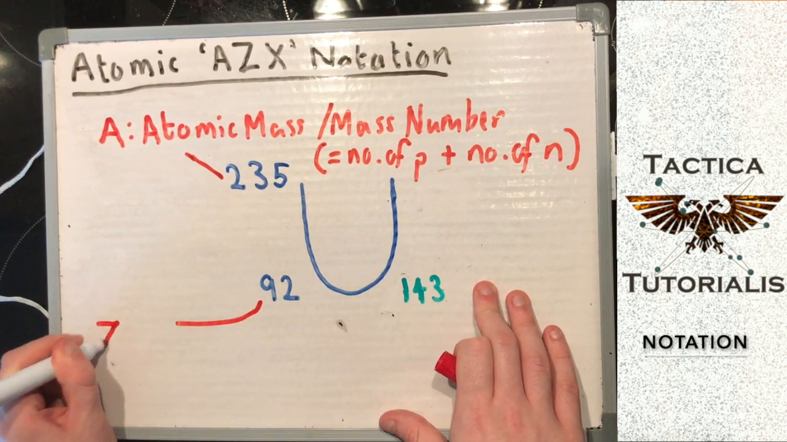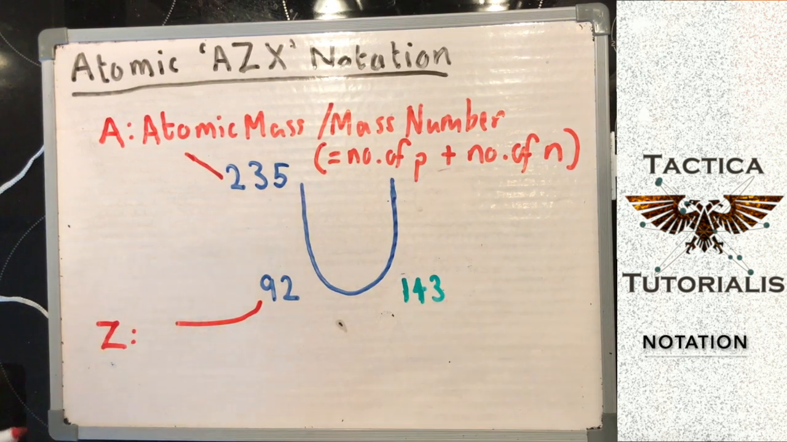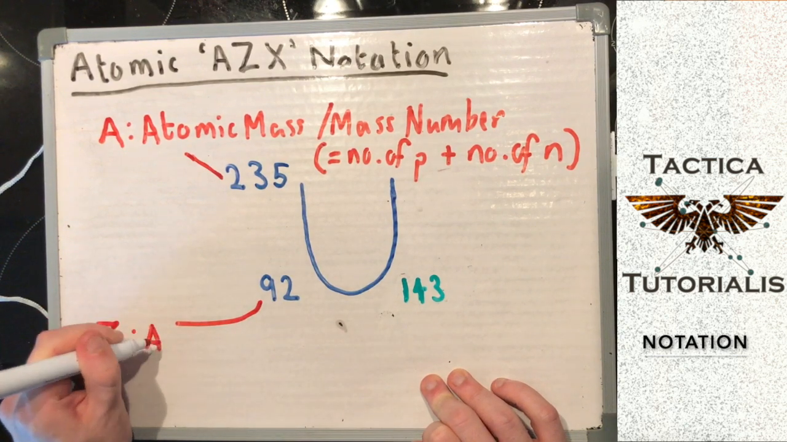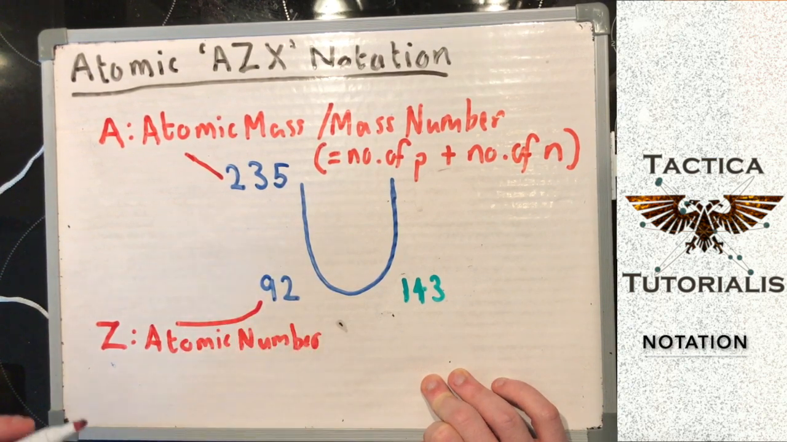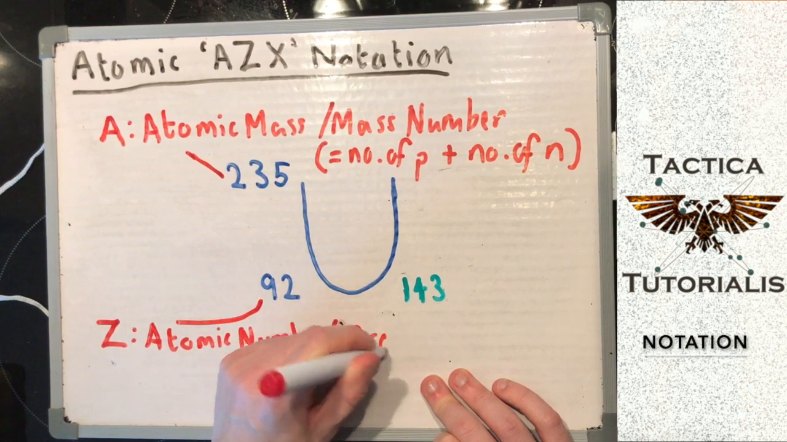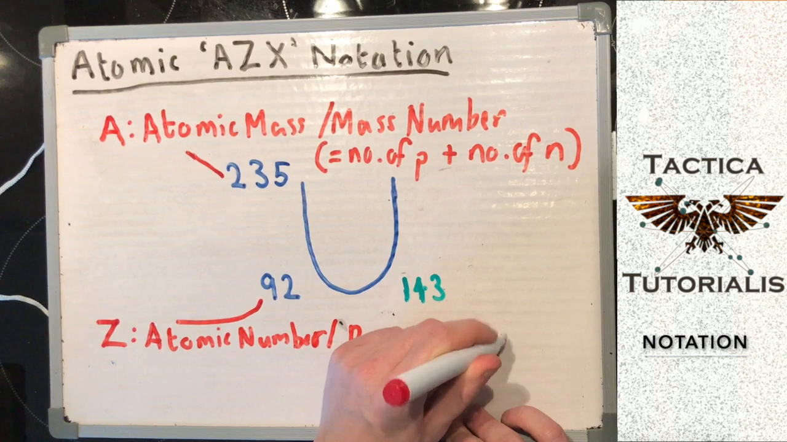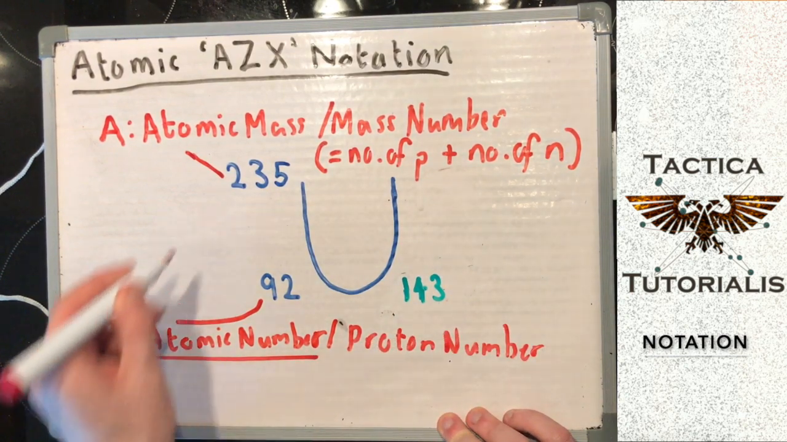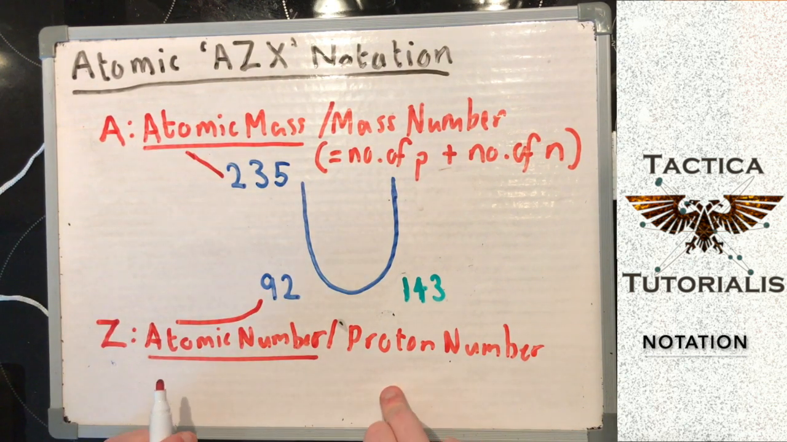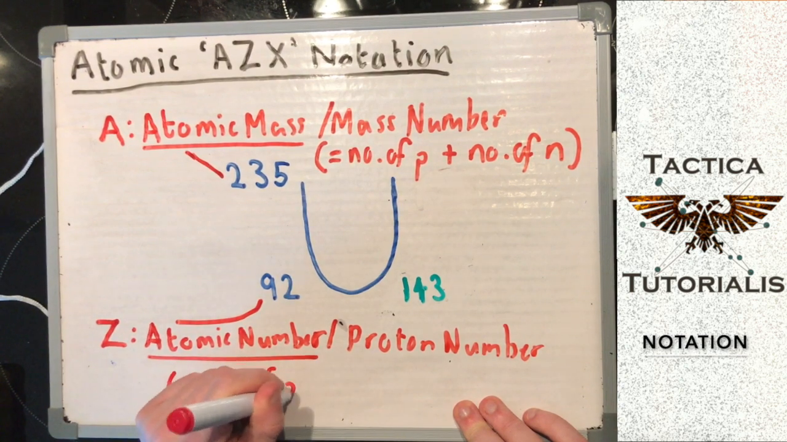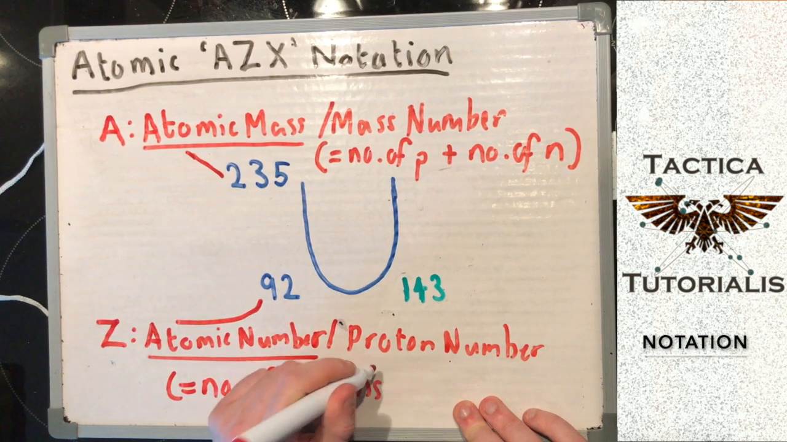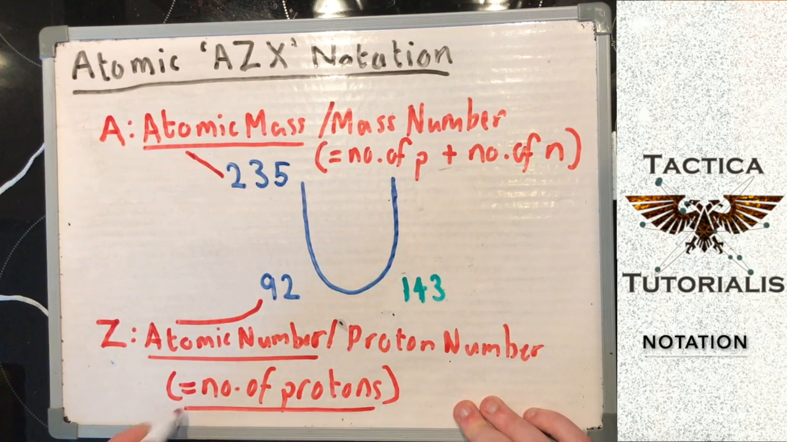I don't know why it's called Z. I'm guessing it comes from the German, but I'm not fully up on all my linguistics and my history as to why it's called Z, but it is. And this is known as the atomic number. Or you may also have seen it called the proton number. Both terms are correct. Atomic number is the official term, just like atomic mass, but proton number is a very good explanation because it is equal to, you guessed it, the number of protons. And just the number of protons.